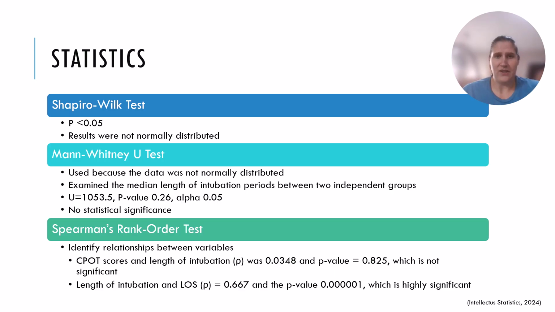The first correlation that was examined was between the CPOT and the length of intubation. The coefficient for this pair was 0.0348 and the p-value was 0.825, indicating that this correlation was not significant.